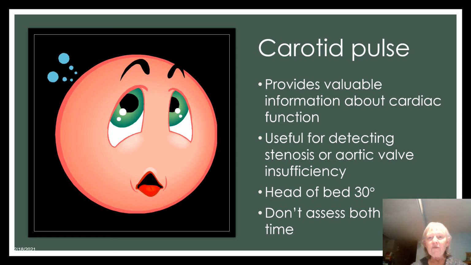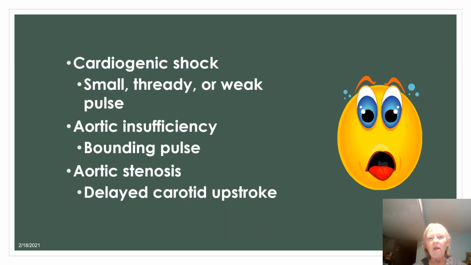If you have decreased blood flow, you can have syncope. Remember, syncope is fainting, okay? And you can figure out what's going on. How do you palpate the carotid artery? Place your fingers near the upper neck between the sternomastoid and trachea, roughly at the level of the cricoid cartilage, and that's where you'll find it. Cardiogenic shock, small, thready, weak pulses. If it's aortic insufficiency, bounding. Stenosis, it's a delayed carotid upstroke, okay?